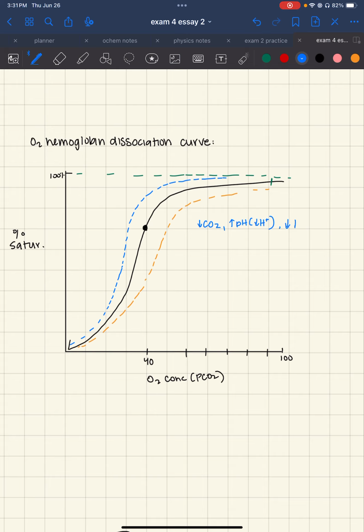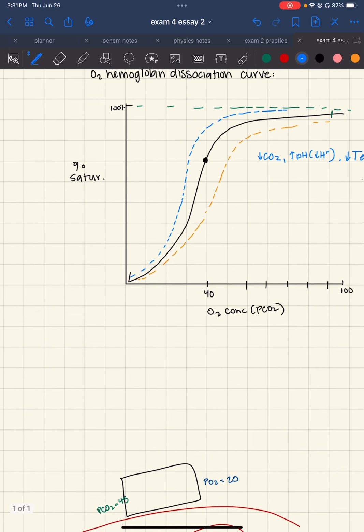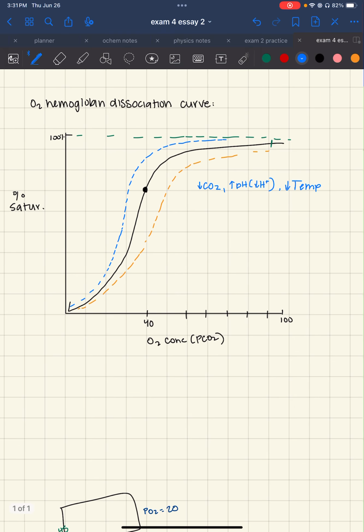We also could decrease temperature. We didn't really talk about temperature, but temperature has an effect on gas exchange. And when we increase temperature, we do release oxygen faster. So when you have a fever, you get winded really fast. You stand up and you're so tired because your oxygen is being pulled off your hemoglobin a lot faster than it would be at normal body temperature. But if you were to decrease your body temperature, then you would stay saturated longer.